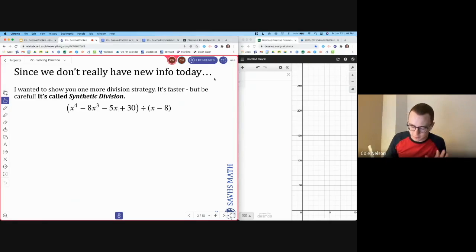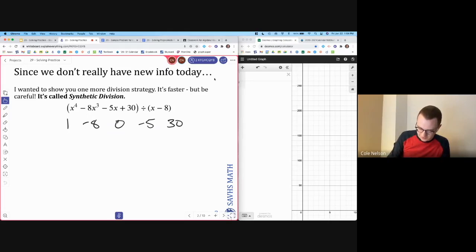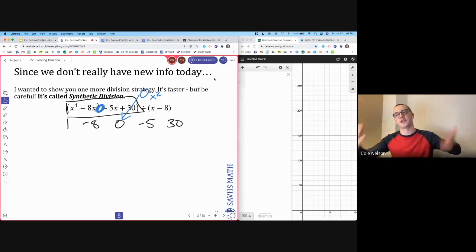Basically what you need to do is write out the list of the coefficients in standard form: 1, -8, 0, -5, and 30, of the stuff you're dividing. Notice that I put this 0 here because there are 0 x squareds written right here. So you need to make sure you represent every power of the polynomial.